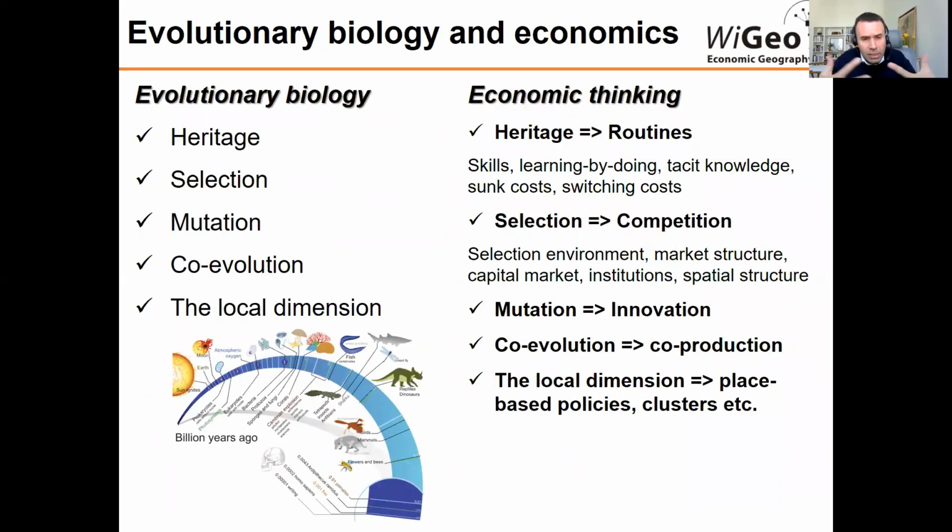And just building here the bridge with evolutionary biology, they came with these five concepts, terminologies: heritage, selection, mutation, coevolution, and local dimension. And how economics embraced this evolutionary thinking.